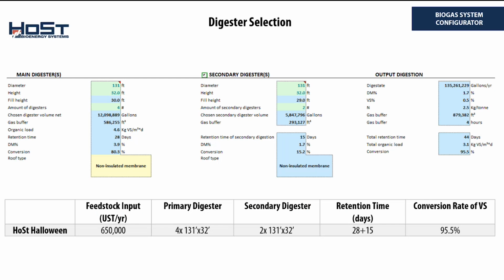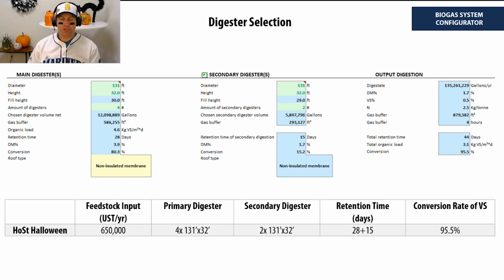Next, in the process, we've put in our inputs. So now we step to our digester selection. This is where we are modeling a digital biogas plant. How many digesters? We check the retention time, the organic loading rate, lots of different criteria.